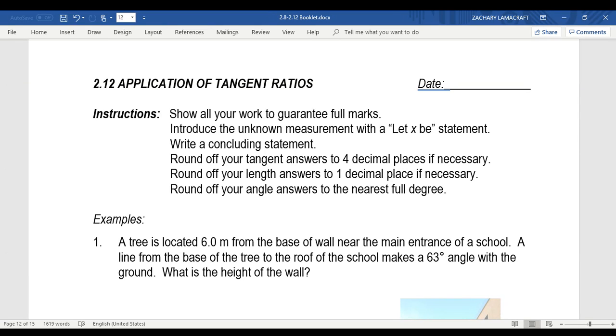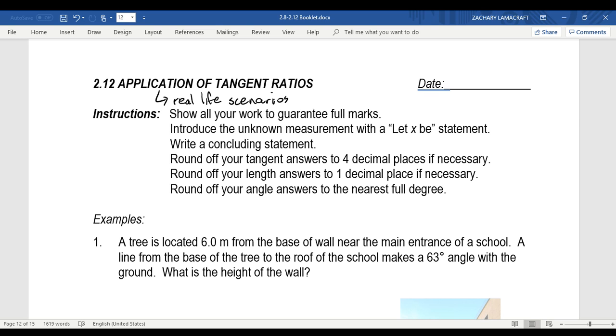Okay, so we're starting at 2.12, the application of tangent ratios. So what did I say? If you see the word application, what does that mean or refer to for us? Remember from the other day we talked about this? No one remembers. It just means that these are probably going to be real life scenarios, or they're going to be the long answer question. So if you ever see application, you're probably going to have to follow those steps.